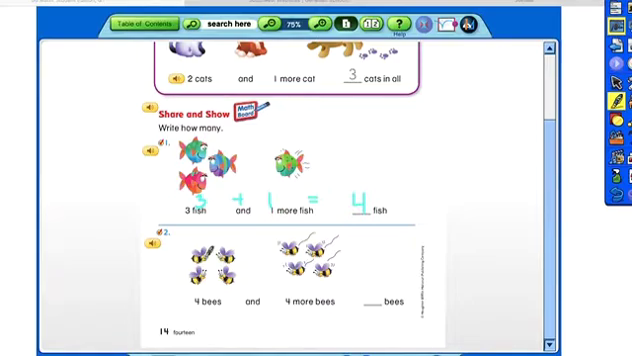Okay, here we have 1, 2, 3, 4 bees. We're going to write 4 here. Here's the word and, so we add, I'm going to put my plus sign. Oops. 4 plus 1, 2, 3, 4. 4 equals how many altogether? 1, 2, 3, 4, 5, 6, 7, 8. 4 plus 4 equals 8.